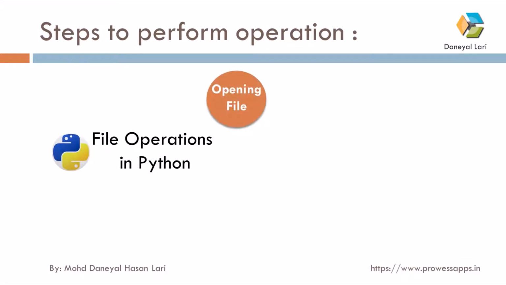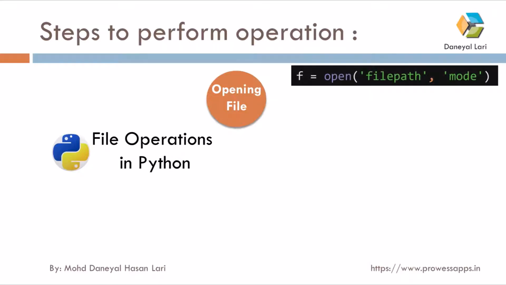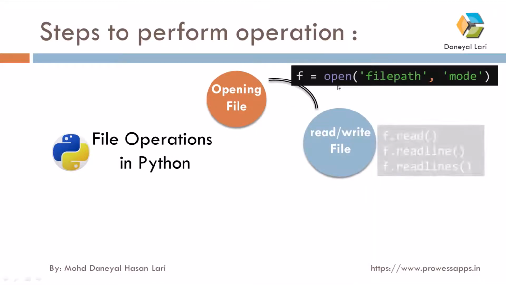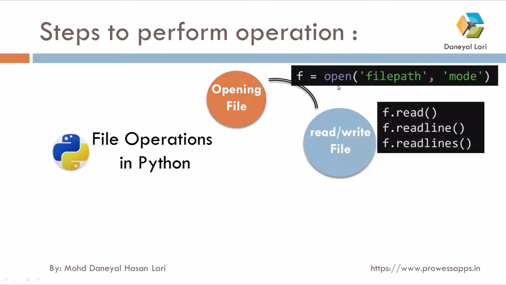So these are the steps. First of all, you will open your file if you want to perform any operation, for example reading or writing, and for that Python provides one method called open, only one method. Here you will pass your file path and the mode in which you want to open your file. The mode could be reading, writing, or appending. After you open your file, you will perform the operation of reading or writing. For read, there are three methods that we use: one is called read, the second is readline, and the third is readlines. I'll discuss these methods in detail in the code part.